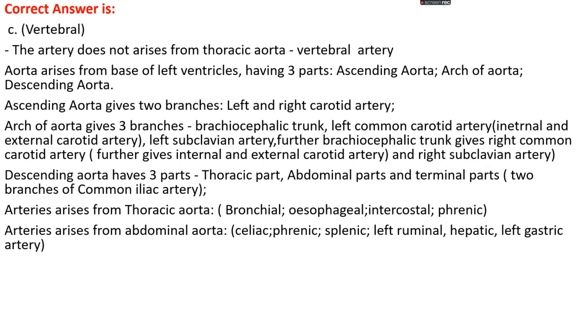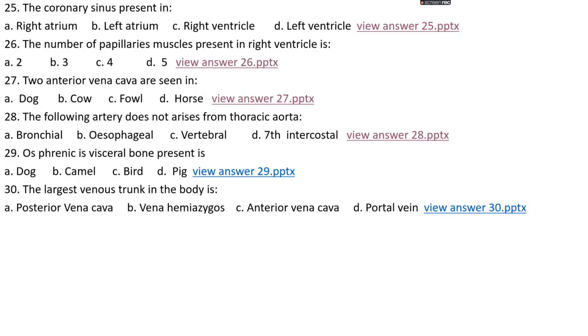The arteries which arise from the thoracic aorta are the bronchials, esophageal, intercostals, and phrenic, while the arteries which arise from the abdominal aorta are the celiac, phrenic, splenic, left ruminal, hepatic, left gastric arteries, etcetera.